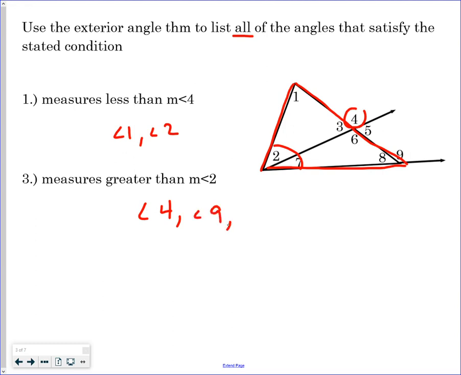Angle 9. And what's 4 vertical with? 6. So it's not just that exterior angle inequality theorem. You have to go back to vertical angles and stuff too. Did you guys follow that? Okay.